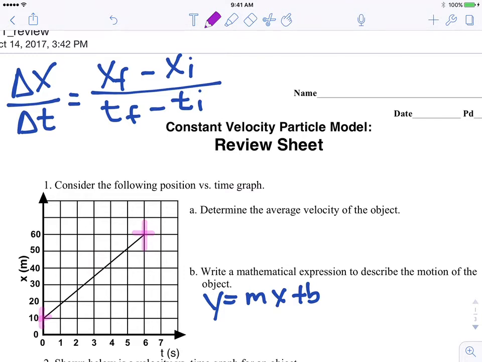Okay, but for the rest of you who are ready to go over this review sheet, let's start. So we have here a position time graph, and it's asking for us to calculate the average velocity and then also write out the mathematical expression or the mathematical model.